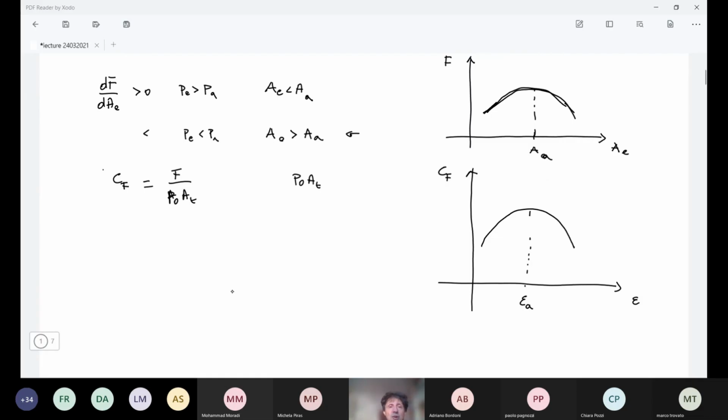So we have on the left the region where the exit area is less than the adaptation area, and so we have that the exit pressure is greater than the ambient pressure. So if this is true and you go back to the definition of underexpanded and overexpanded conditions, we are here in the underexpanded regime where PE is greater than PA. On the right branch, we are in the overexpanded condition, PE less than PA.